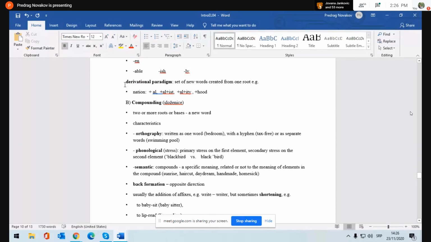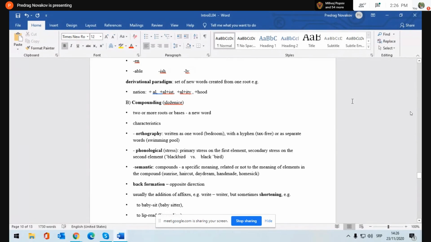So when we have derivation, we have the so-called derivational paradigm. You remember we also had inflectional paradigm. So derivational paradigm is a set of new words created from one root. For example, this is an example we heard. Nation, which is a root basically, it consists only of phonemes, okay? If you add al, you get national. If you add al plus ist, you get nationalist. If you add al plus ity, nationality. And if you add hood, you get nationhood, okay? So this is a derivational paradigm, new words from the same base or root.